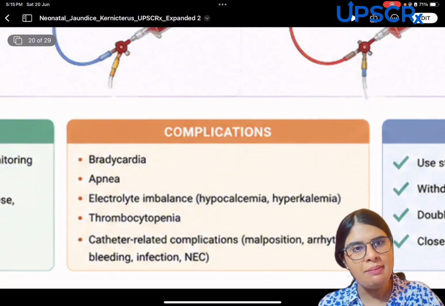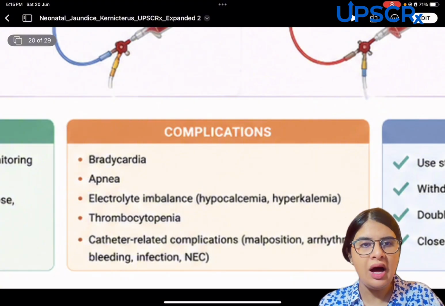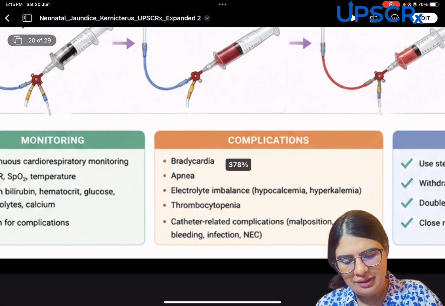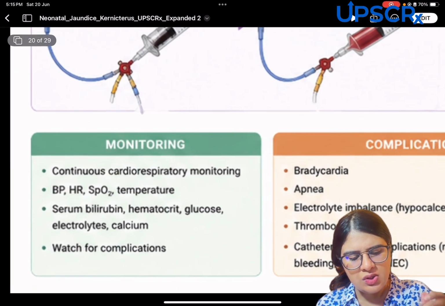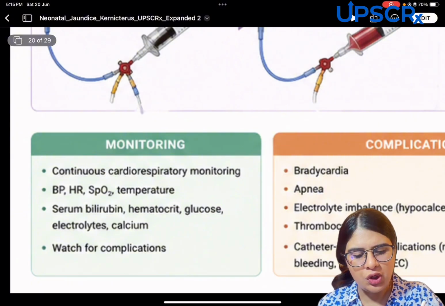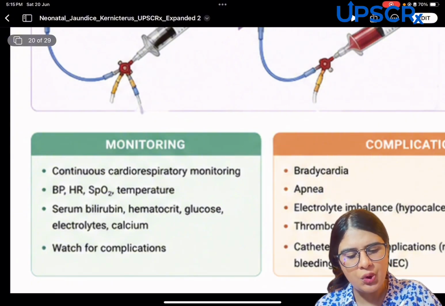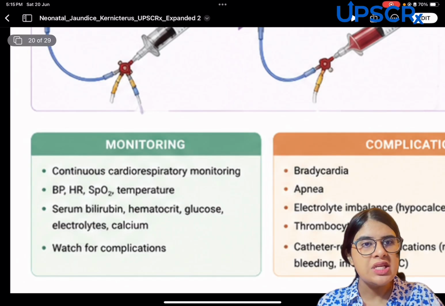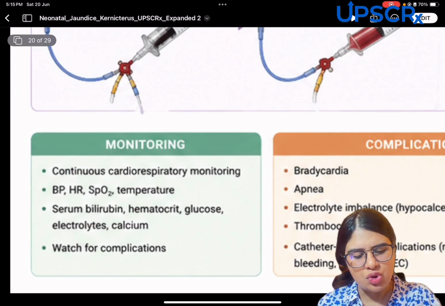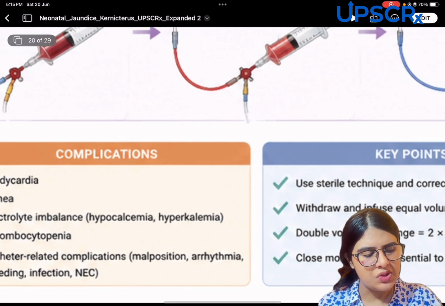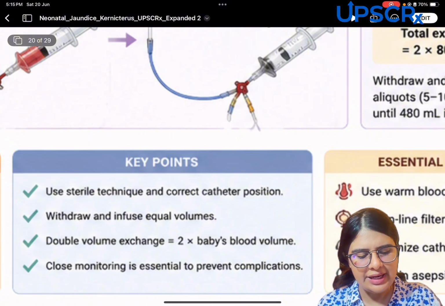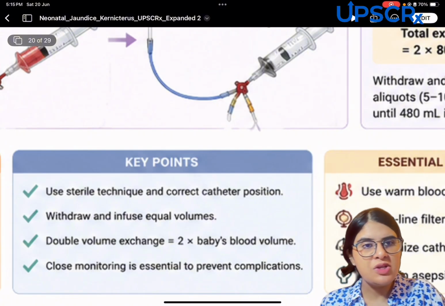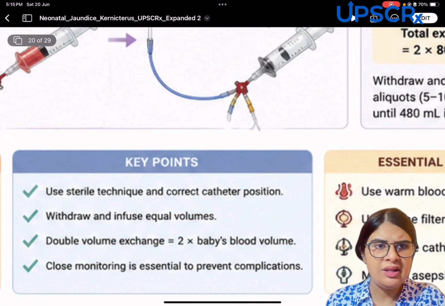And electrolyte imbalance like hypocalcemia and hyperkalemia. Okay, so continuous cardiac monitoring. I talked to you about ECG, right? SpO2, BP, heart rate, and you should also look for serum glucose. Blood glucose level should also be checked, and electrolyte levels. Proper sterile technique is followed. And what is the double volume exchange transfusion? How much volume of blood? That I told you, right?